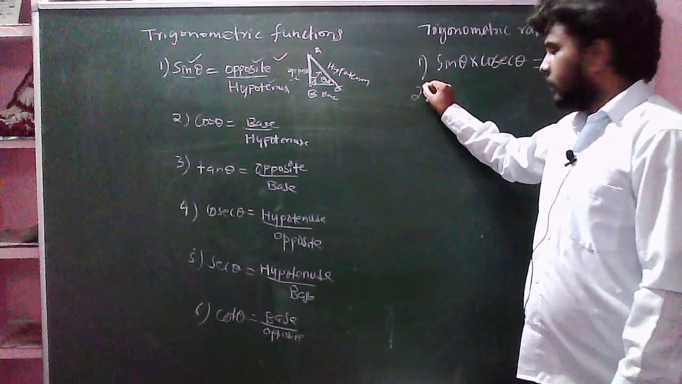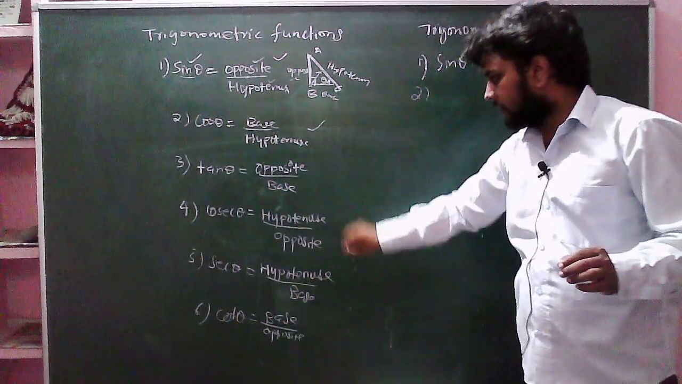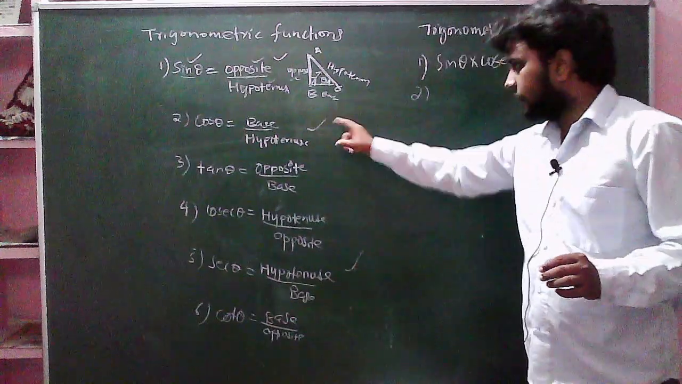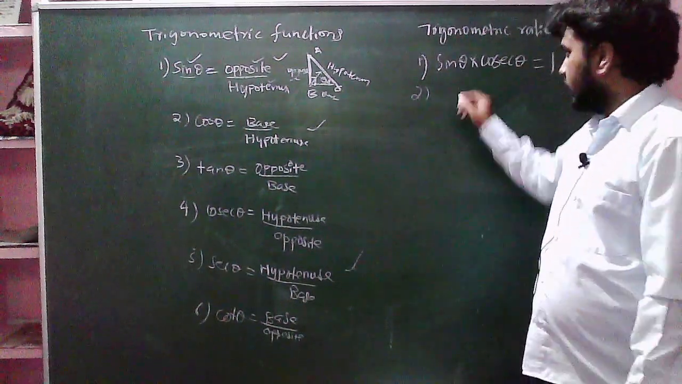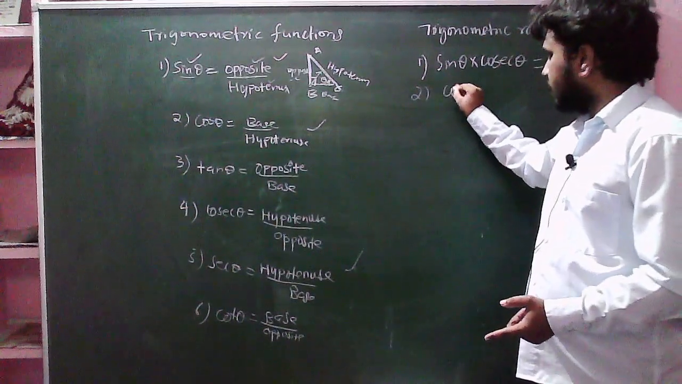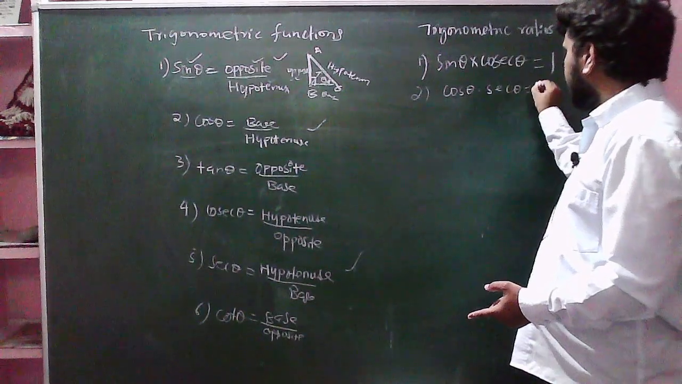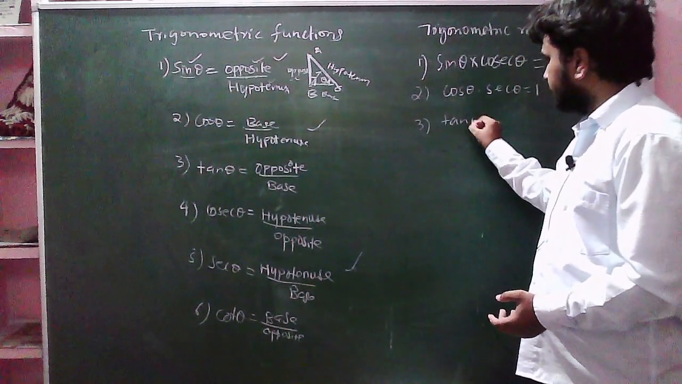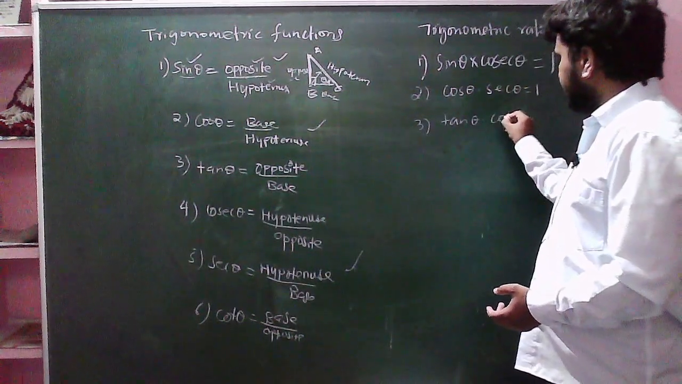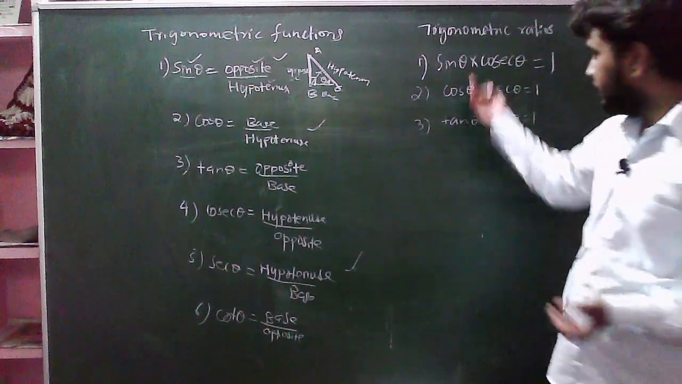Next, you can observe cos theta and sec theta are reverse to each other. Therefore these are reciprocal relationships. So cos theta into sec theta is equal to how much? 1. The third formula is tan theta into cot theta is equal to 1.